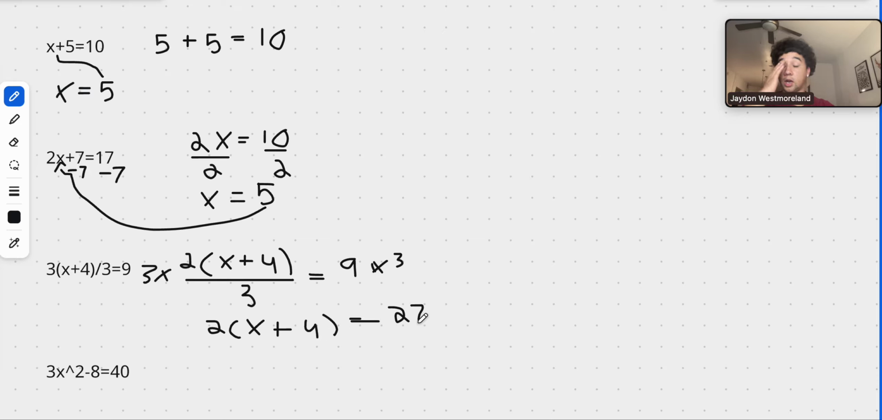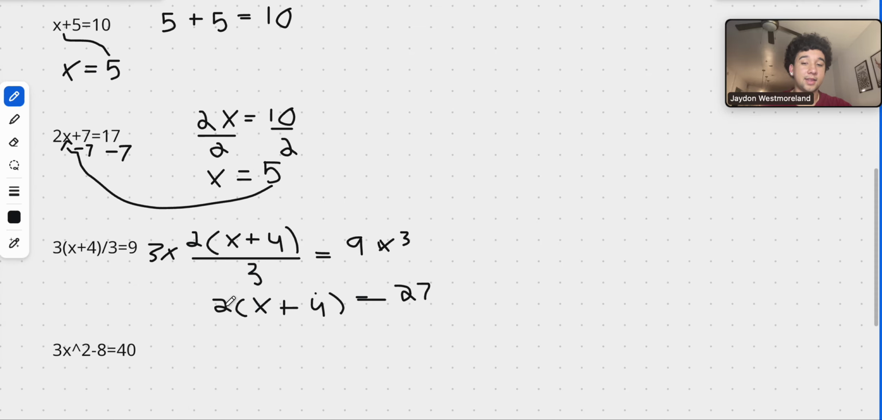Now, there's a couple ways that we can even deal with it from here. For one, we can distribute. 2 times x is 2x and 2 times 4 is 8. That is something that we can do. Or we can, again, understand that this is multiplication. This is 2 times x plus 4. So inverse operations allows me actually to divide the whole thing by 2, which is going to give me x plus 4 is equal to 27 halves.